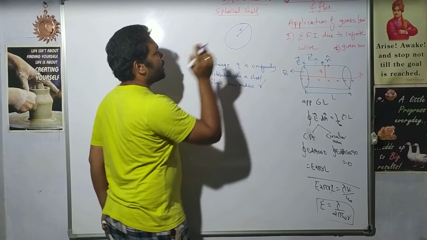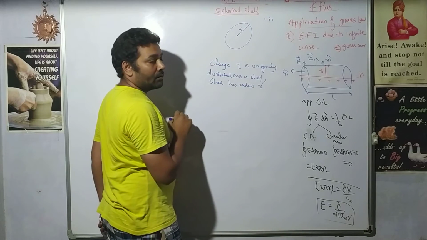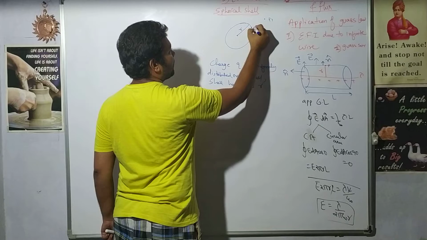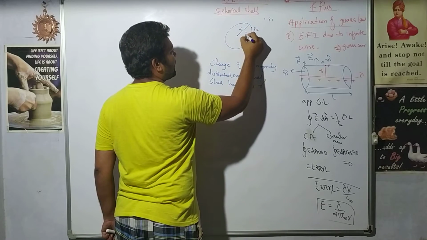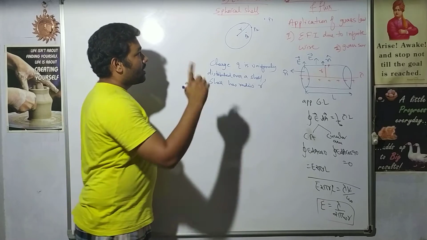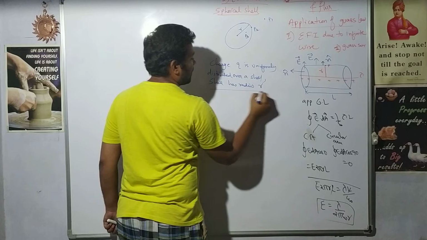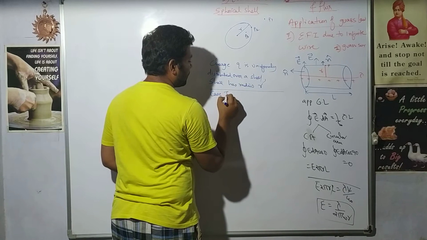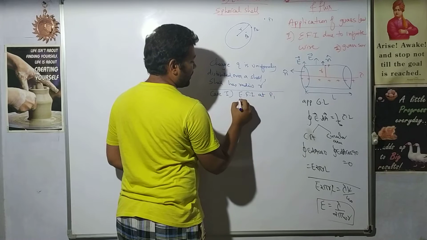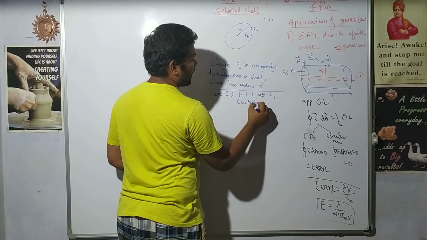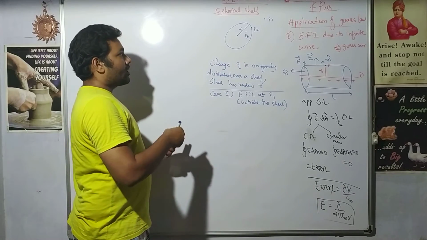Now here, three cases arise. Either I calculate electric field intensity at a point P1, at a point P2, or at a point P3. Right? So let me calculate electric field intensity at point P1. So case 1, electric field intensity at P1, which is outside the shell. Electric field intensity outside the shell. So outside the shell I want to calculate.